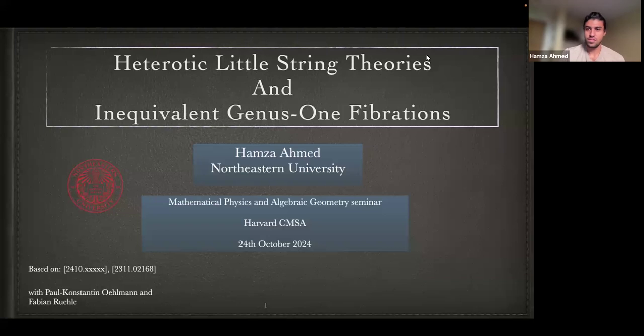So today I'll talk about heterotic little string theories and inequivalent genus-one fibrations. I've basically been thinking about this line of research for the past year and a half, along with Paul Constantine-Ohlman, who was a postdoc at Northeastern and is now at UCSB, and my advisor, Fabian Brule.